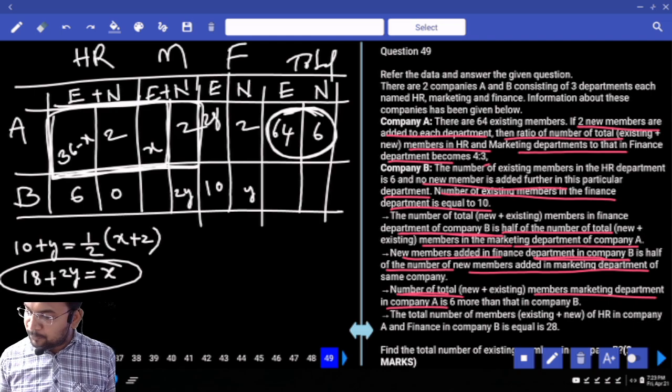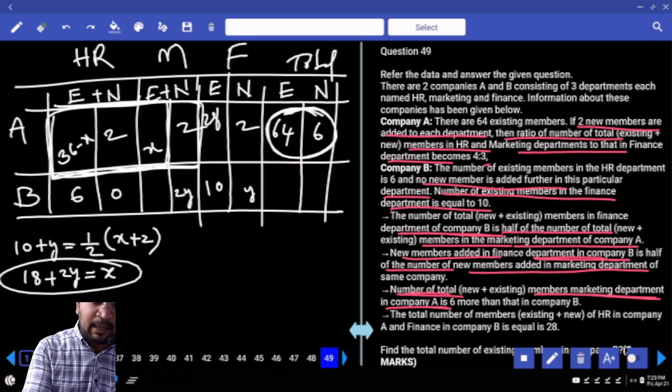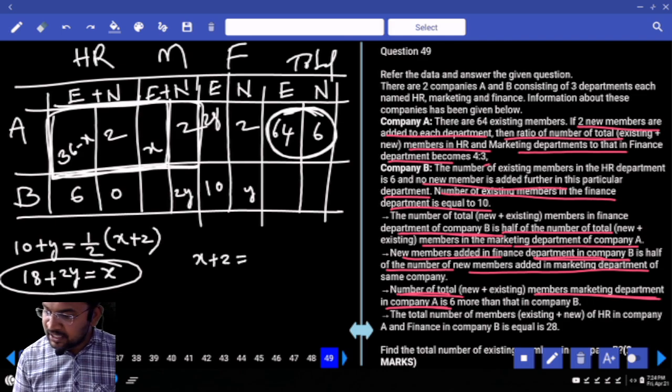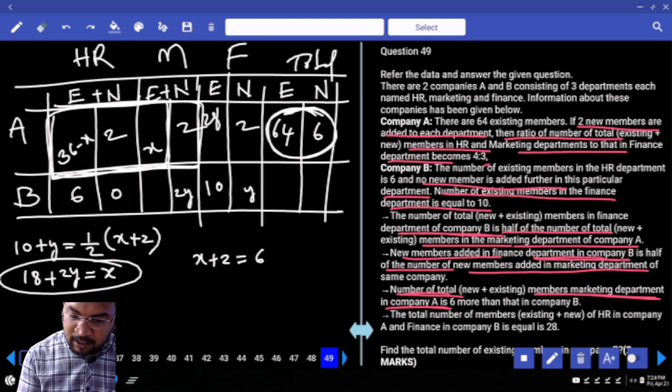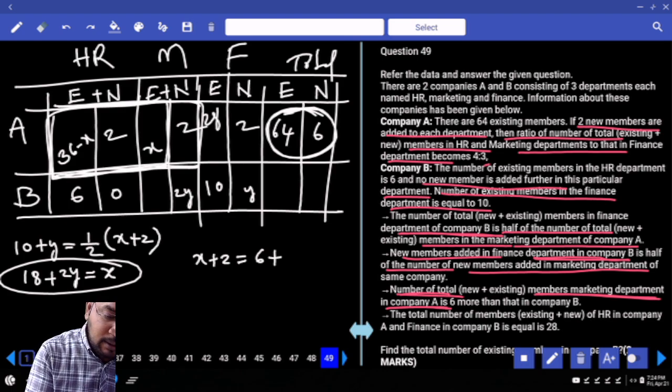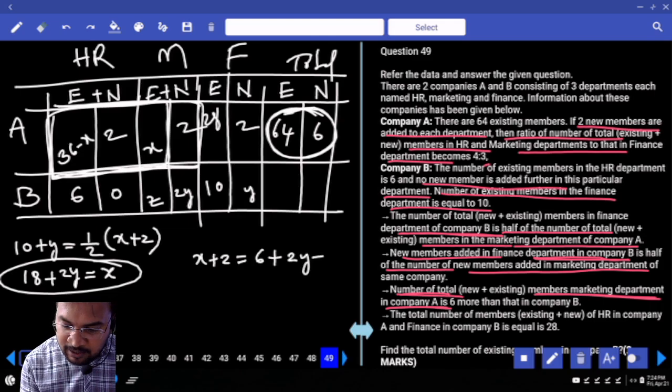Next, number of total members in the marketing department of company A. Marketing in company A is how much? X plus 2. That is 6 more than that in company B. And company B is how much? We don't know this value now. Just assume this is some Z. Then that will be equivalent to 2y plus Z.